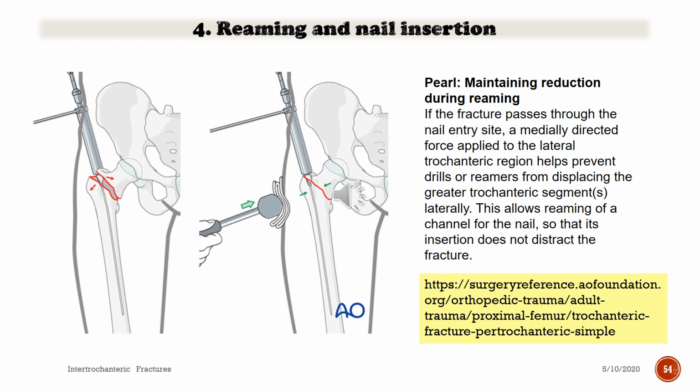Third, maintaining reduction during reaming. If the fracture passes through the nail entry site, a medially directed force applied to the lateral trochanteric region helps to prevent drills or reamers from displacing the greater trochanteric segments laterally. This allows reaming of a channel for the nail so that its insertion does not distract the fracture.